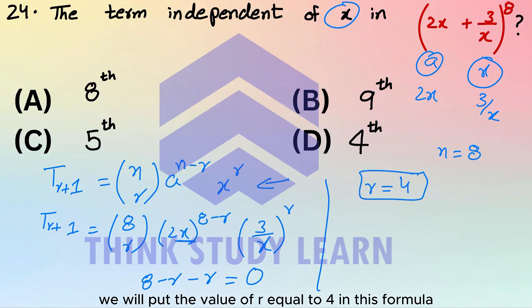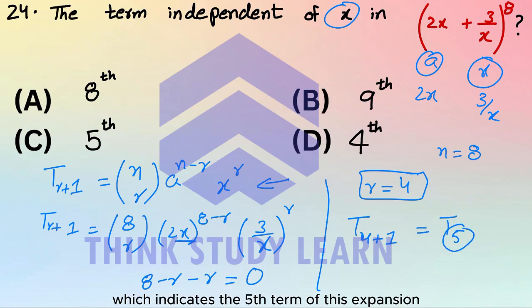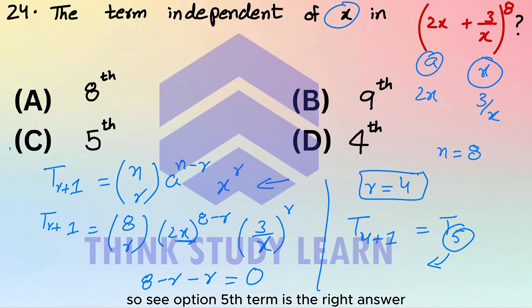So we will put the value of r equal to 4 in this formula, which will tell us which term is independent of x. So 4 plus 1, it will become T sub 5, which indicates the fifth term of this expansion will be independent of the variable x. So C option, fifth term, is the right answer.